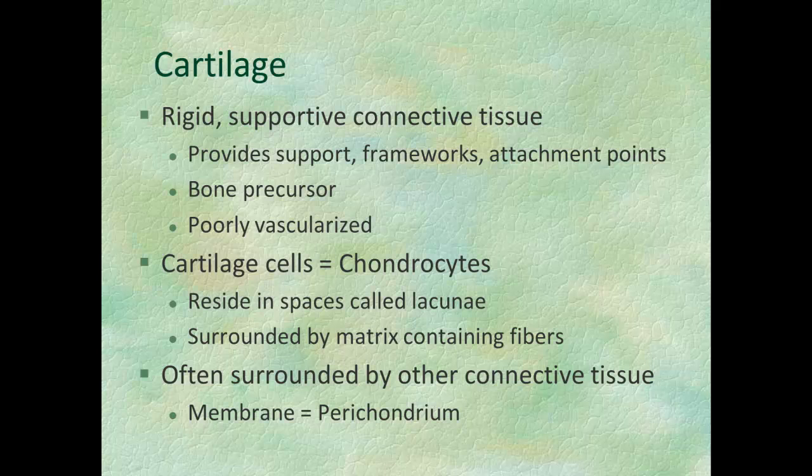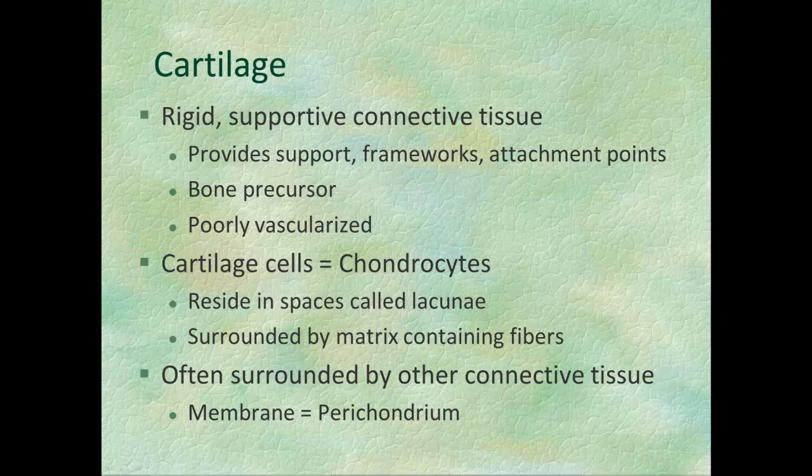It does help to provide support and frameworks, and it helps with attachment points, sometimes attaching different areas of the skeleton to one another. Cartilage is also a precursor to different types of bone. You'll learn in the bone development lecture that the different types of bones are formed initially from cartilage. Cartilage, like dense connective tissue, tends to be relatively poorly vascularized, so again, it doesn't necessarily heal very quickly.